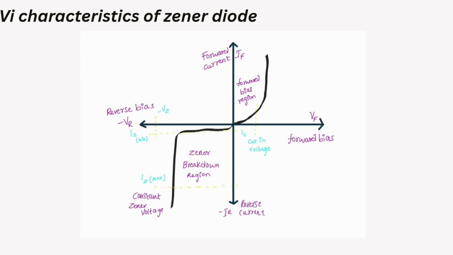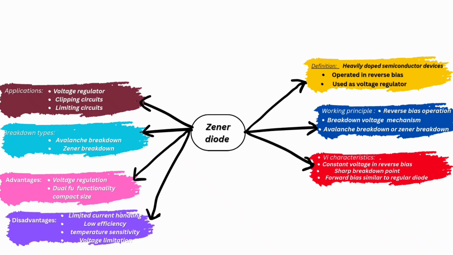Before exams you can go through it once, and in less time you can remember everything. First we see the definition. It is a heavily doped semiconductor device which is operated under reverse bias, and this zener diode is used as a voltage regulator. Coming to the working operation, as we know the zener diode is operated under the reverse bias condition, and it is based upon the breakdown mechanism. It will break down according to avalanche breakdown or zener breakdown.